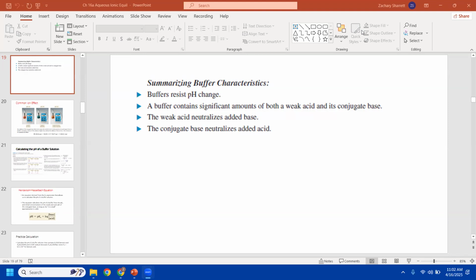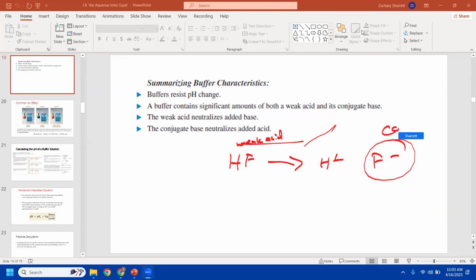So choose a weak acid for me, Emily. Any weak acid in the world. Very good. HF. So does everyone agree that that's a weak acid? Yes. How do we know that? Not on the strong acid list, right? When it deprotonates, it makes H plus and F minus. So F minus is the conjugate base of that weak acid. Everybody see that?